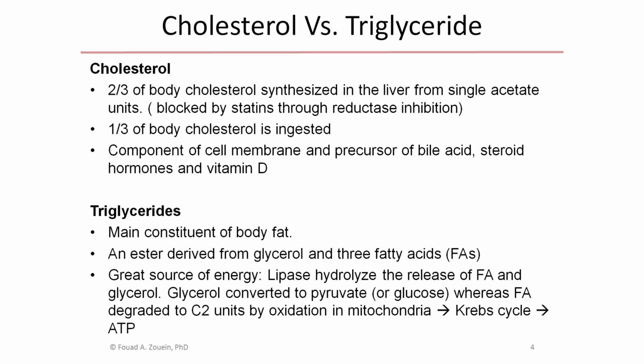So a little bit of background on the two major lipid constituents in the body, cholesterol and triglyceride. Two-thirds of body cholesterol is synthesized in the liver. So we synthesize cholesterol; we don't take all cholesterol from food. It's synthesized from single acetate units, and this is a major target for dyslipidemia drugs, where the major group of drugs used are statins. I'm sure you've heard of statins before. Statins basically inhibit cholesterol synthesis by inhibiting this reductase enzyme, and we're going to see that later.